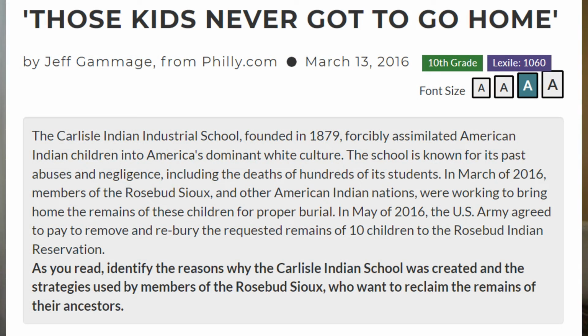The final lesson in this mini-unit is a small project to write a letter to a stakeholder in the fight to repatriate the remains of students buried at the Carlisle School. This fight made it into the news in the last few years as media pressure eventually helped get concessions from the U.S. Army, and bodies are now being repatriated.